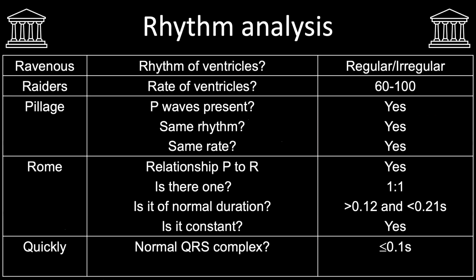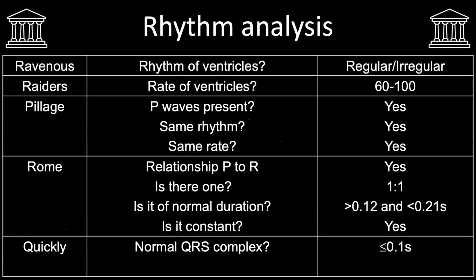The rate of the ventricles, so how fast are they going? I'm not going to touch upon how you calculate that today because I haven't got the time for it, but is it between 60 and 100, so normal, or is it brady, so less than 60, or is it tachy and more than 100? Pillage, so are there P waves present? Really thinking about atrial fibrillation, which is the most common reason not to have P waves.